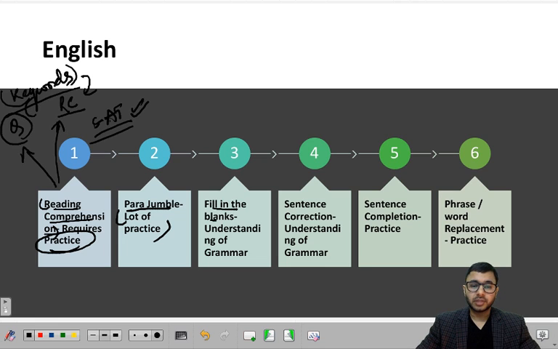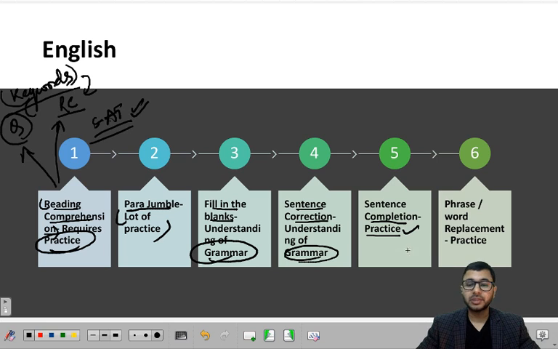Fill in the blanks. Understanding of grammar is required to a certain extent, not completely, but a basic extent is required. Okay. Sentence correction, again, grammatical understanding is required. Sentence completion, you need to practice. Even if your grammar is not so good, you can complete sentences just by understanding the meaning of those sentences. Okay. Phrases and word replacement, again, you need practice. Even if your grammar or your vocab is not that good, you can cover them by practicing more and more.